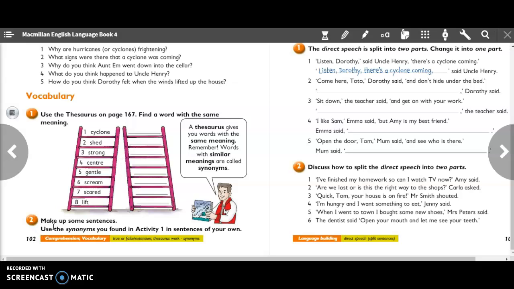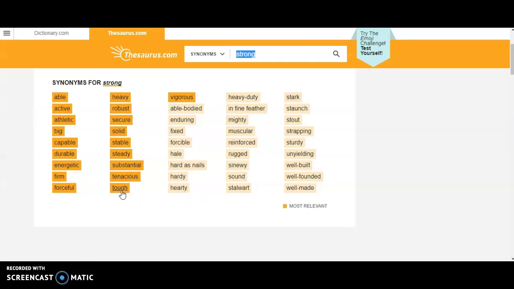Exercise 2 says make up some sentences. Use the synonyms you found in activity 1 in sentences of your own. So I chose strong and I decided to use the word tough for that one. Now what kind of sentences would I need from you? I need creative sentences and not sentences which are too short. I don't want to see any sentences like, for example, he is a tough boy. That's not very creative. I don't like it so much.